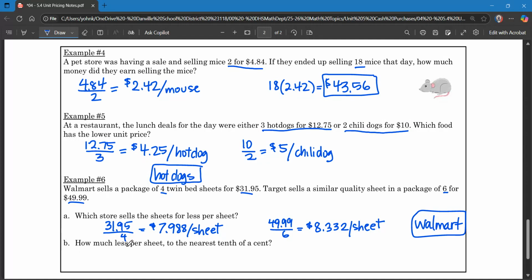How much less per sheet? To the nearest tenth of a cent. Remember, that's 3 decimals. So how much less? We're going to take the bigger number, 8.332, and subtract the smaller number, 7.988, and that's going to give me 0.344 per sheet. Notice every time I'm doing a unit price, kids, I'm putting a slash with the word. Or you could put the word per with the word or the unit.